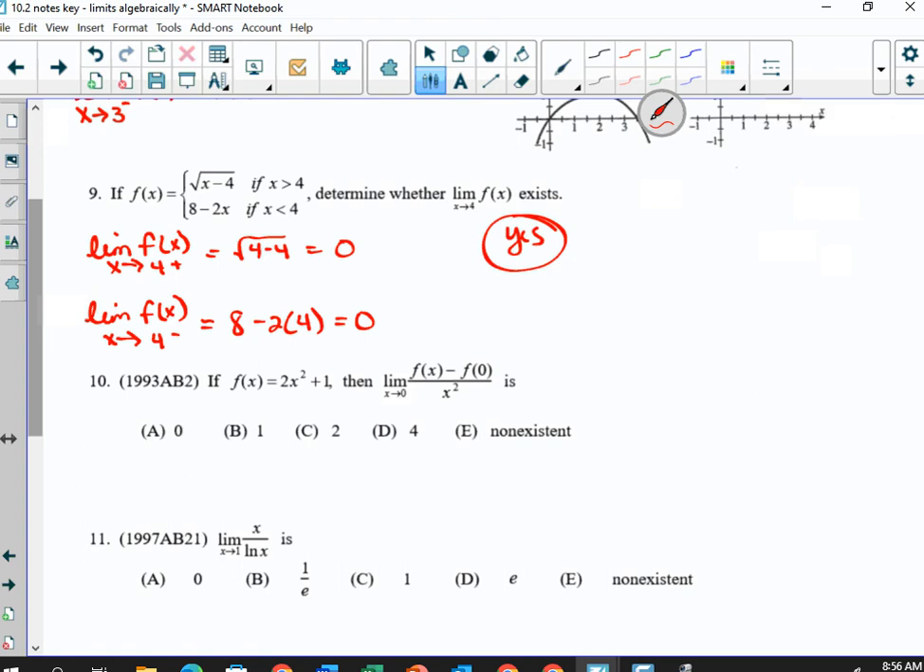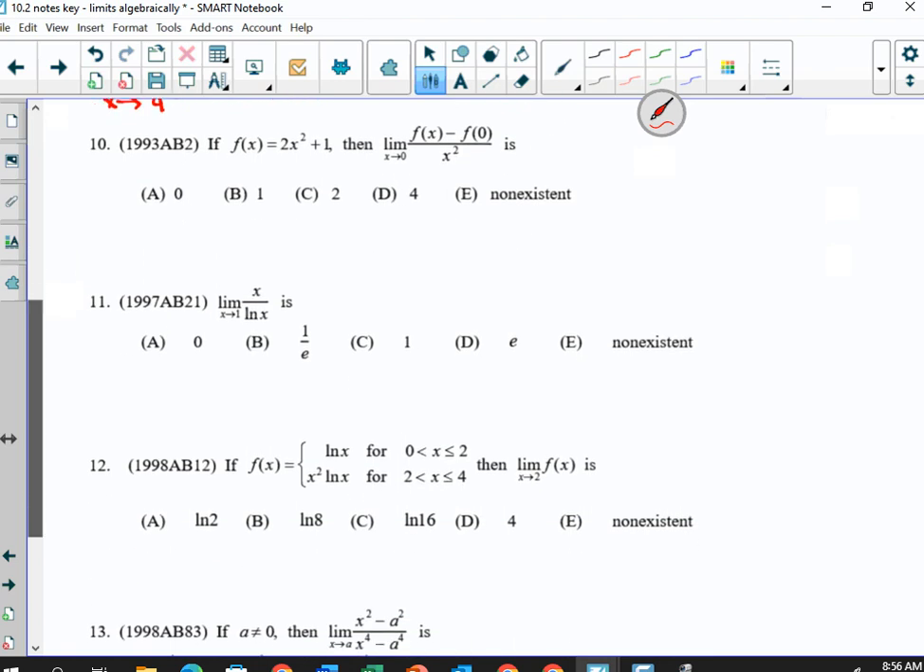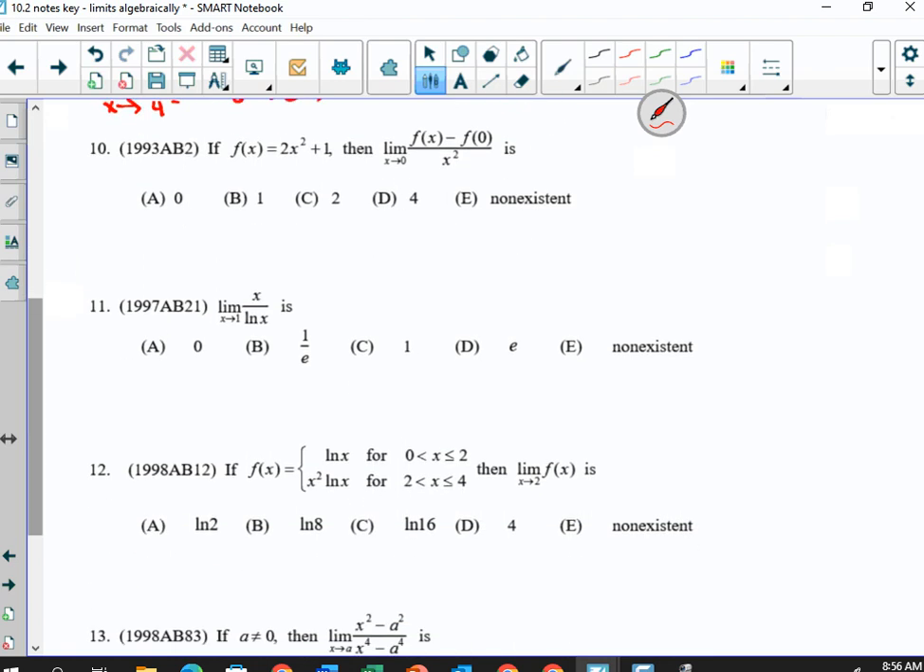Okay, number 10. With this weird 1993 AB2. That is just telling you this is a question from the 1993 AB calculus exam. That's just labeling which AB exam it came from. Okay, so you're given f of x is equal to 2x squared plus 1, and then we want to know the limit as x approaches 0 of f of x minus f of 0 all over x squared.